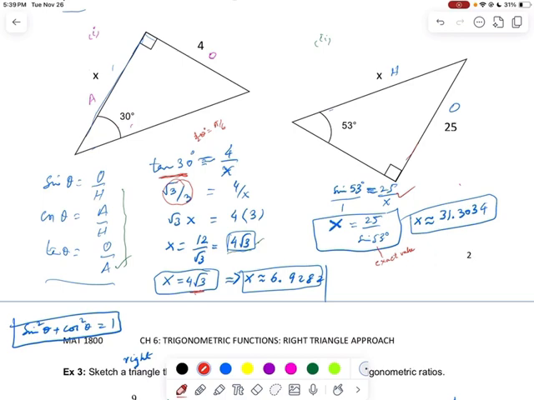And then you can plug it into the calculator, but again remember that the calculator must be in degree mode. Okay, I will stop here and continue in the next video.